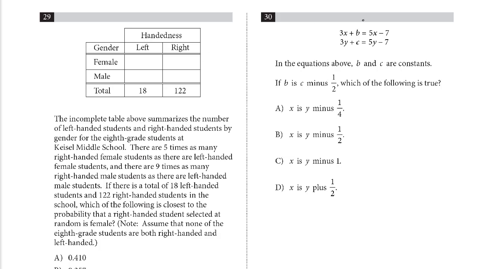Okay, 30. 3x plus b equals 5x minus 7. 3y plus c equals 5y minus 7. Yeah, this looks a little more interesting. In the equations above, b and c are constants. If b equals c minus a half, so I know b equals c minus 1/2, which of the following is true? So basically I have to solve for x as a function of y and a numerical constant.